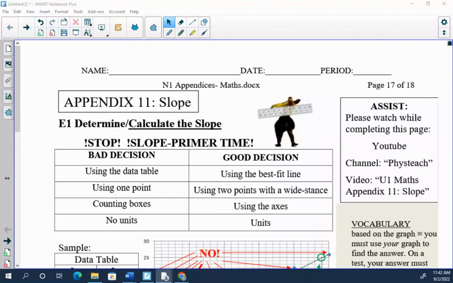Boom! Here we are. Appendix 11, the last of the math appendices for your Regents Physics course. Slope. MC Hammer hanging out over there talking to us about slope. You'll get your slope right.